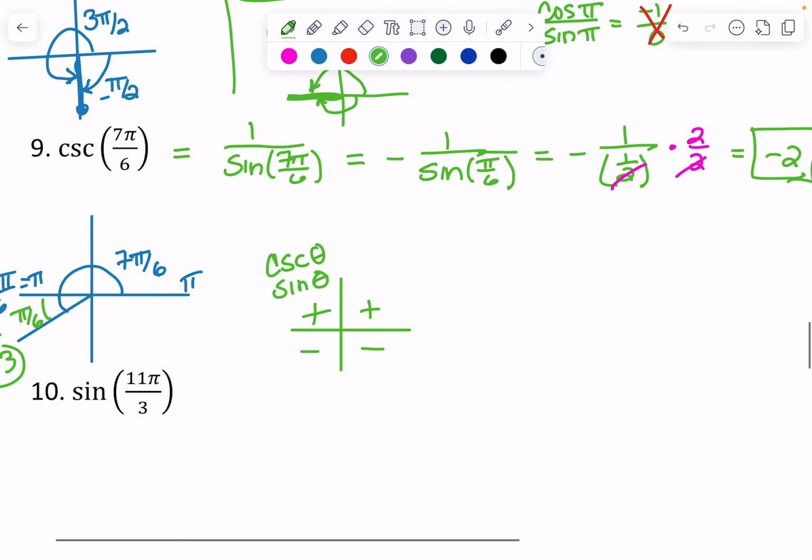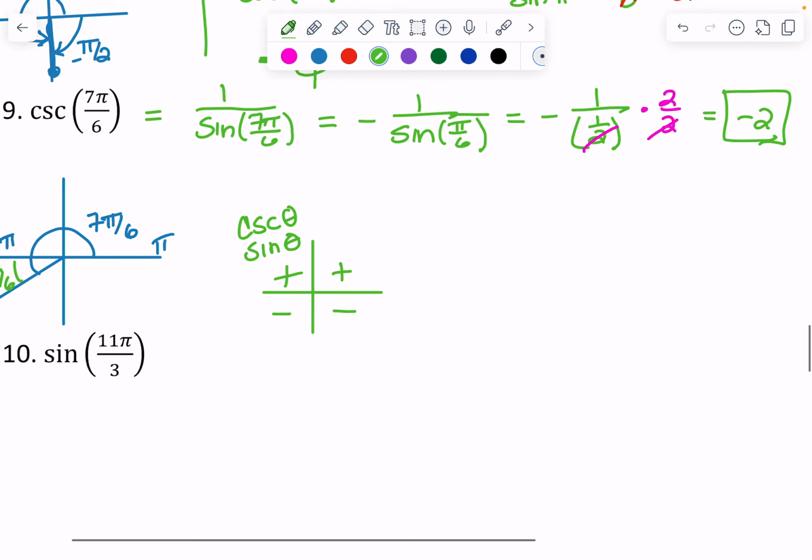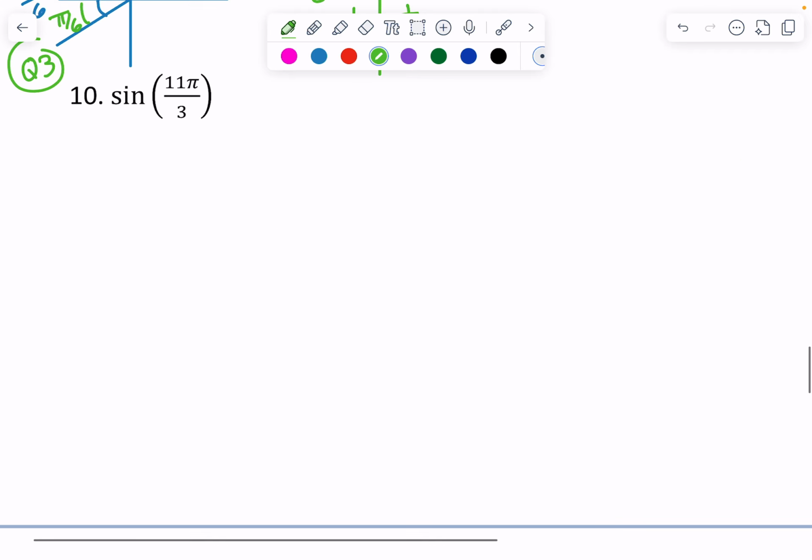All right, last one. This one's fun. I like this one. Hopefully that one looks good. Pause again if you want to and try to give this one a whirl. It's a little bit different. All right, so here's what I got.